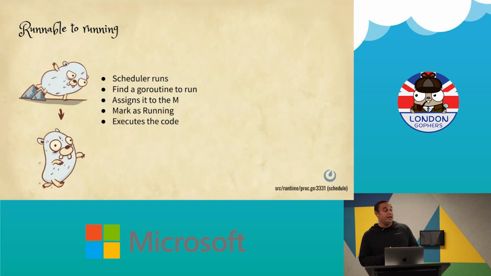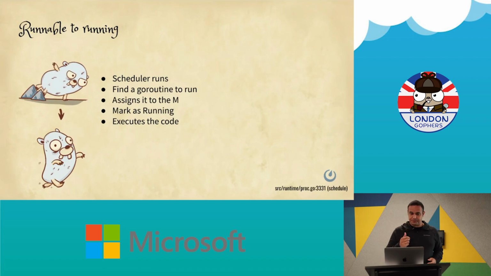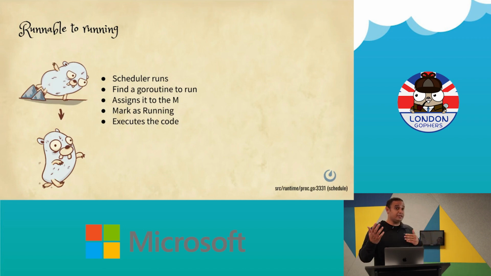Runnable to running. Well, when somebody calls the scheduler, it is going to try to find a Goroutine. First of all, Goroutines follow a cooperative approach. So whenever somebody calls the scheduler, it's a running Goroutine who calls the scheduler. That means I'm giving up whatever I'm doing and I want the scheduler to schedule something else. So when the scheduler runs, it tries to find a runnable Goroutine.